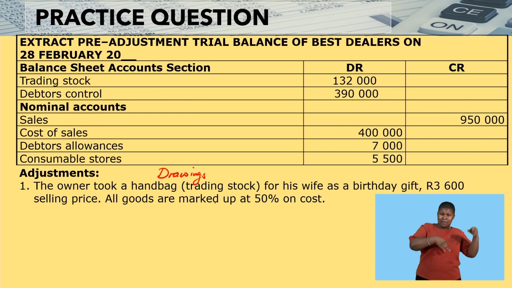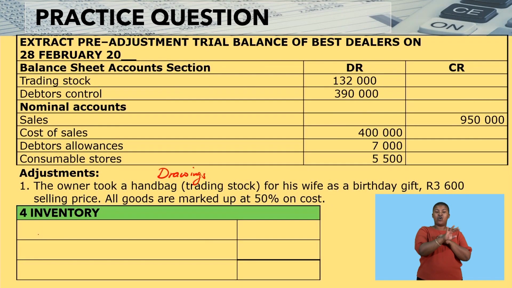It is very important that we know that drawings are not recorded directly in the statement of comprehensive income. However, they affect other adjustments, such as your trading stock surplus and trading stock deficit. So we don't ignore it. The moment we see it, we need to record it, and you will see it has an effect when we do our trading stock surplus or trading stock deficit calculations. So here is note number 4, the inventory note.